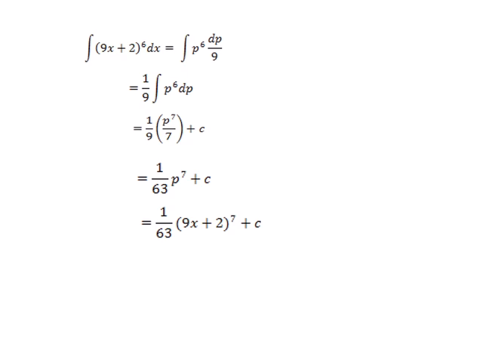Then what is p? From where we represent p as what? 9s plus 2. So you now substitute back the value of p here. So we now have it as 1 all over 63 into 9s plus 2 raised to power 7 plus c. So that is the simplest way of getting this integration by what? By substitution. So that is all about that. I believe it is well clear.